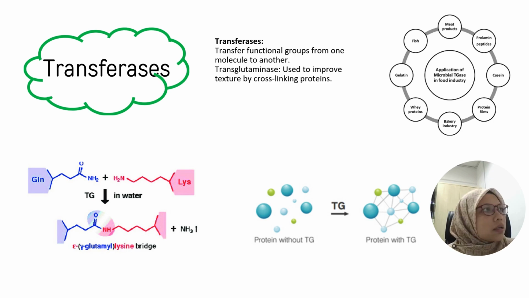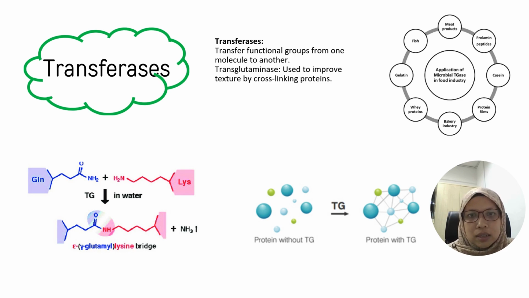Okay, last is transferase. So transferase, the function is to transfer functional groups from one molecule to another. So example is transglutaminase. It is used to improve texture by cross-linking of protein. So basically bila kita pakai transglutaminase, dia punya structure tu akan jadi lebih strong lah sebab dia ada berlaku cross-linking. So kita mainkan cross-linking, maksudnya dia cross from different molecules so dia join together the molecule.